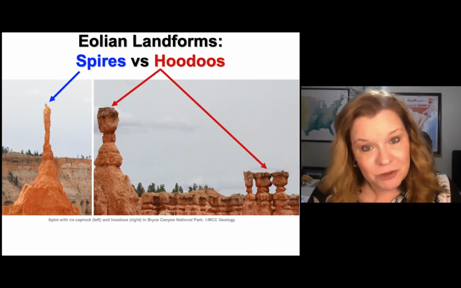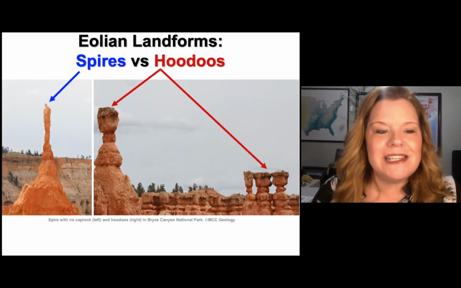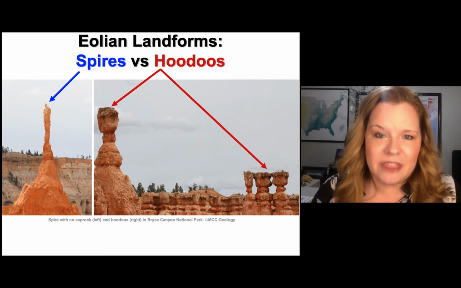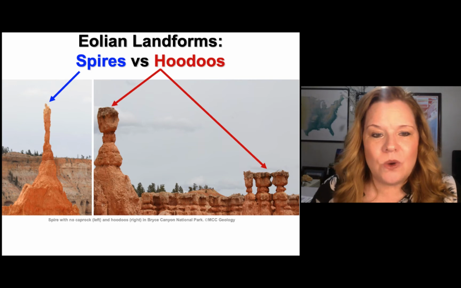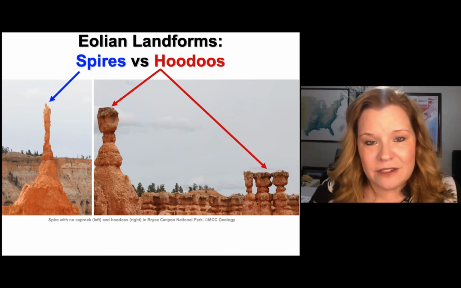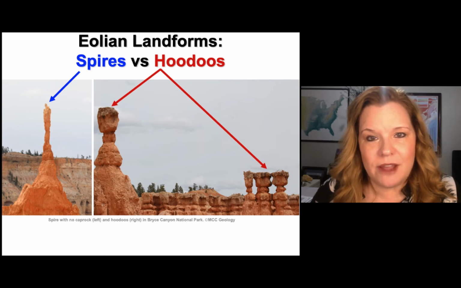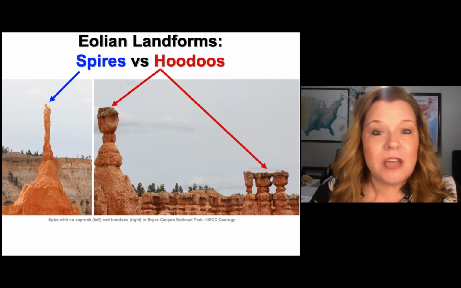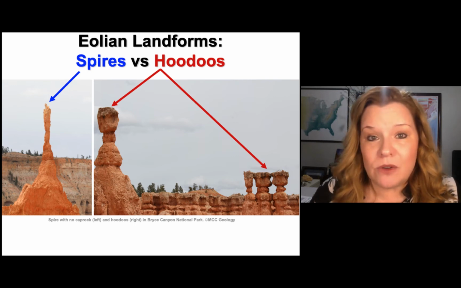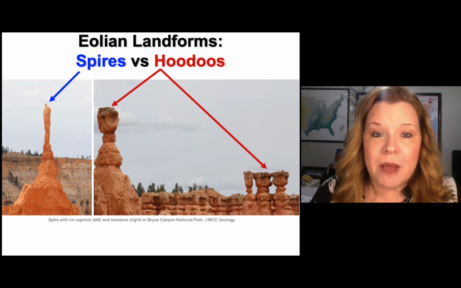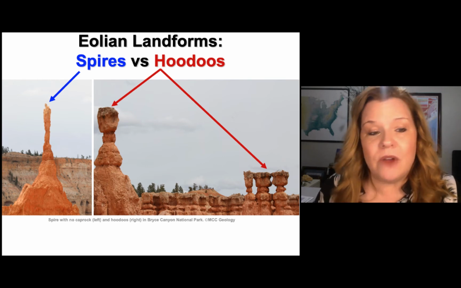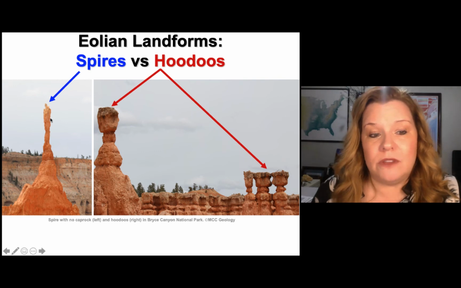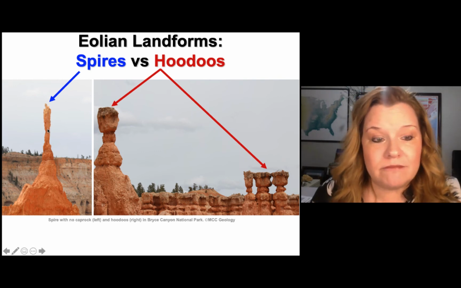So here's the difference between a spire and a hoodoo. Can you see what happened to that poor hoodoo on the left? It lost its cap rock. That's a spire. So the two on the right that I have the red arrows pointing to clearly have cap rocks on them, right? At some point, they may very well lose that cap rock and they'll become a spire. And ultimately, this spire right here is probably going to be weathered down in less than a year.